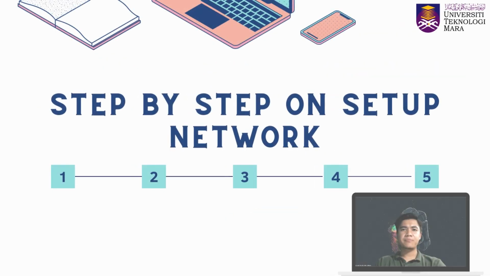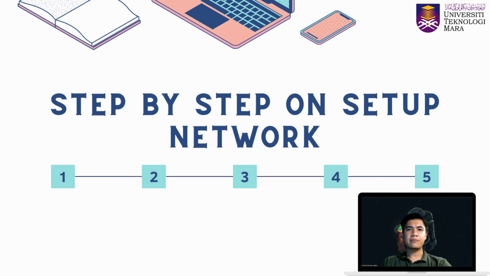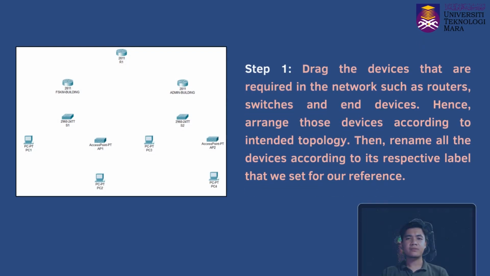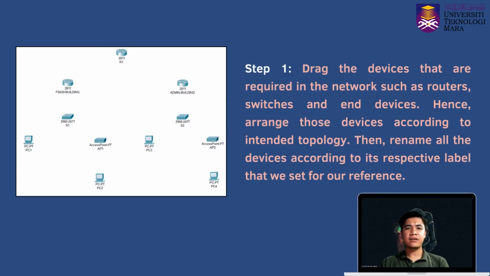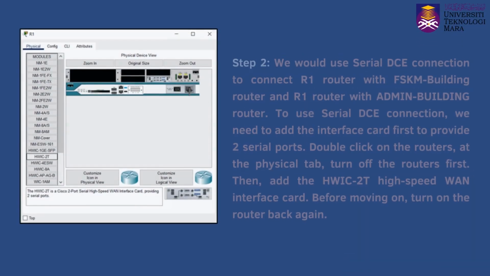This is the step-by-step on the setup network. Step 1. Drag the devices that are required in the network such as routers, switches, and the end devices. Hence, arrange those devices according to intended topology, then rename all the devices according to its respective label that we set for our reference.